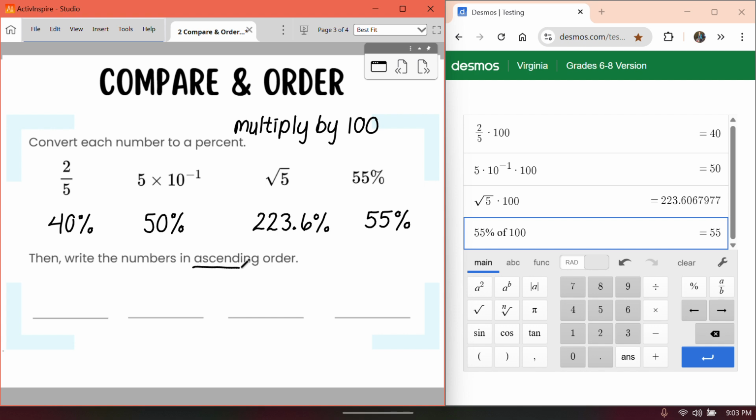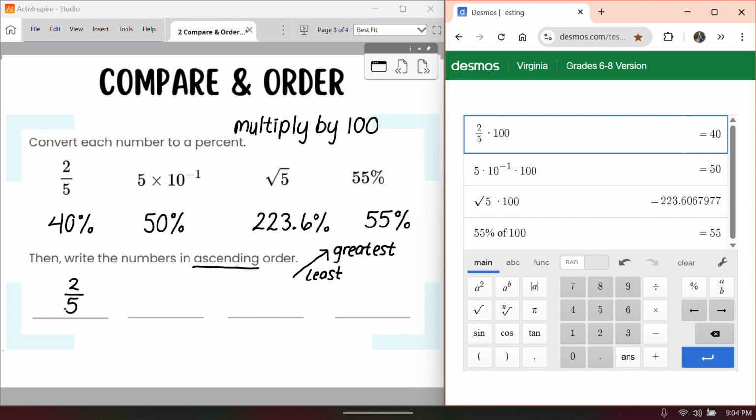This says ascending. And if you remember, ascending means we are going up. We are starting with the least, and we are going up to the greatest. So I'm going to look at these 4% and I'm looking for the least value. And the least value is going to be that 40%, but I'm not going to write 40% on the line. I'm going to write it in the original form, which is 2/5.